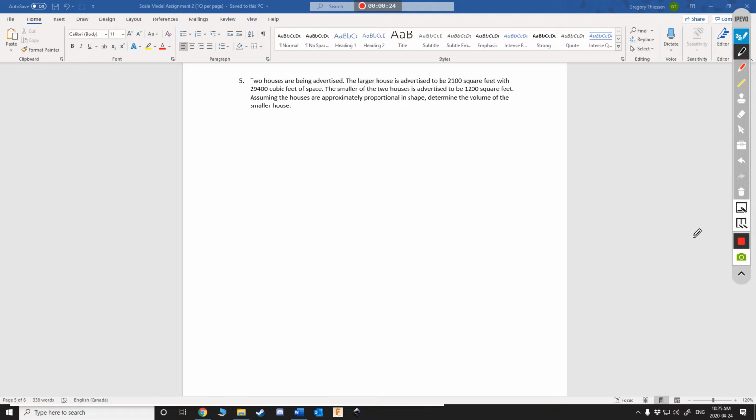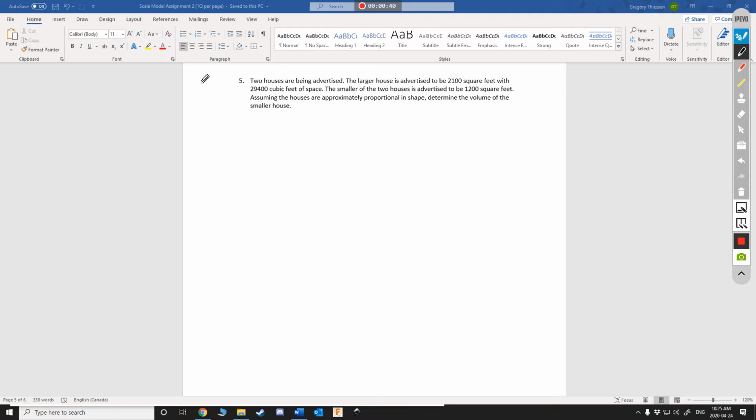And this may not be the most realistic question, because if area is reduced it doesn't necessarily mean volume is reduced. But maybe the bigger house had high ceilings and this other one has proportionally smaller ceilings. Whatever, let's go with this question.